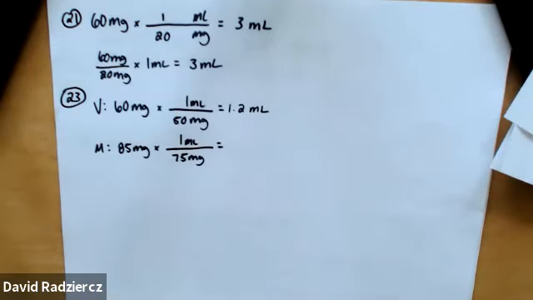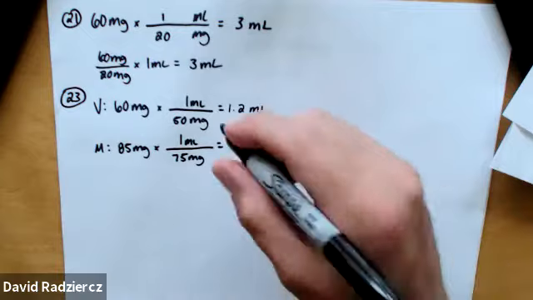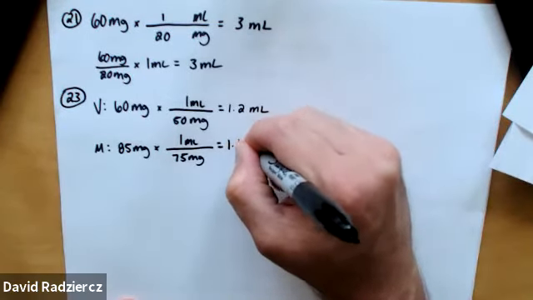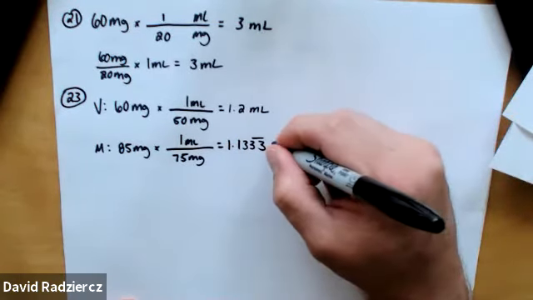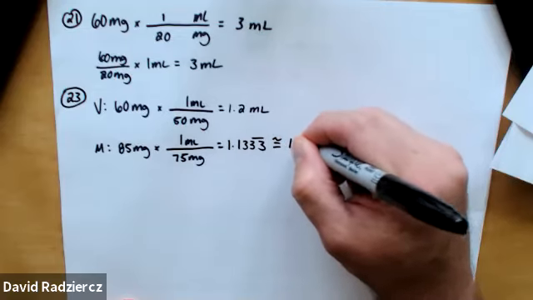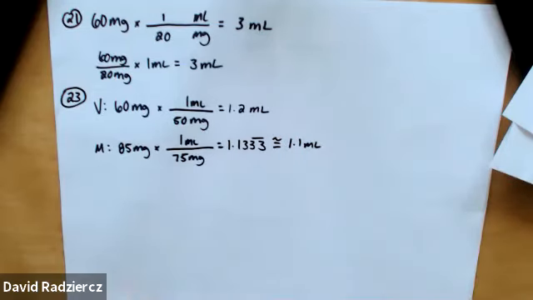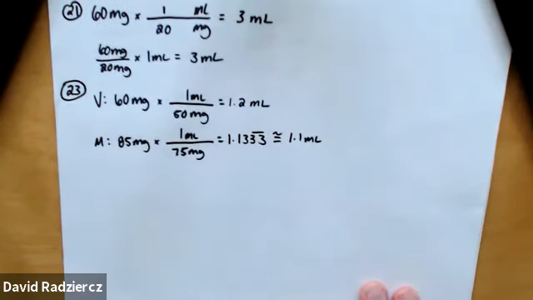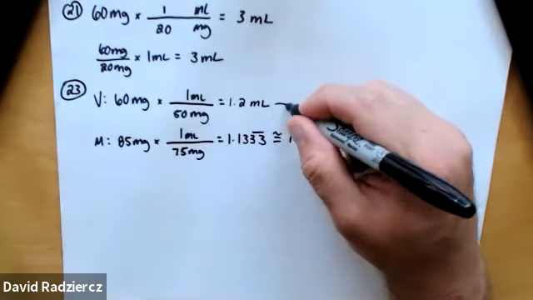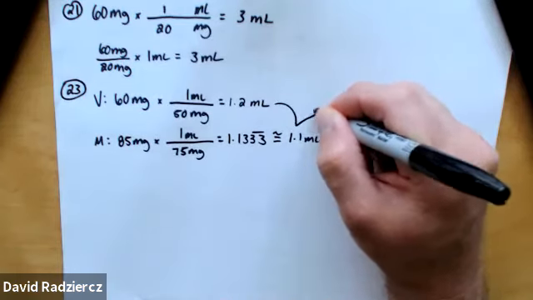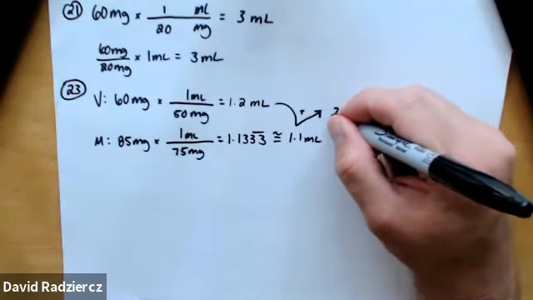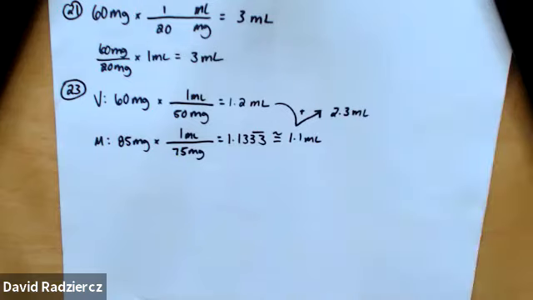And then 85 divided by 75 gives me 1.1333 repeating. And we're going to go ahead and round that to 1.1 milliliters. Okay, so you want to round to the nearest tenth. Then I'm just going to add these two together, and I get 2.3 milliliters as my answer. So that's how much you're going to put into the injectable and then inject.